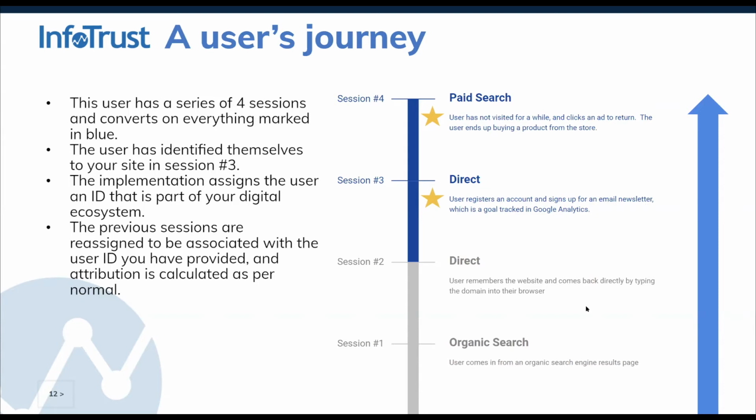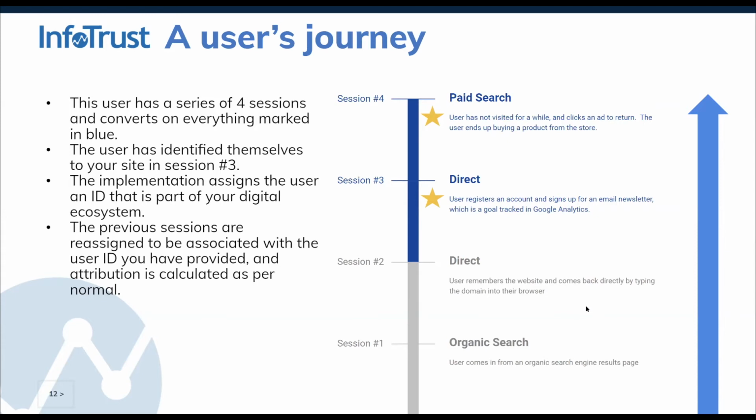Now, what the user ID functionality can do for you here is with those previously unassigned session 1 and session 2, where our CRM didn't know who that user was, using session unification, it'll actually tether it back. So for session 3, that conversion at that star for user registration, organic search is going to get all of the credit in the attribution model that's built into the pre-built reports.